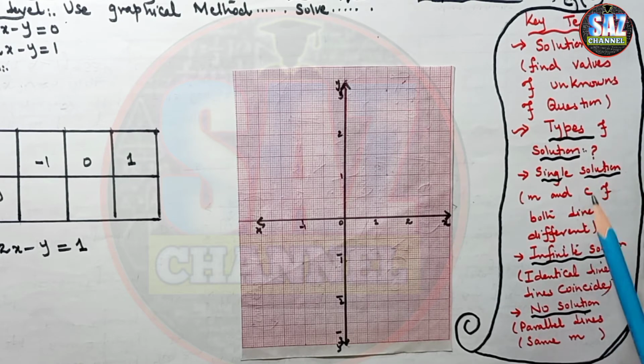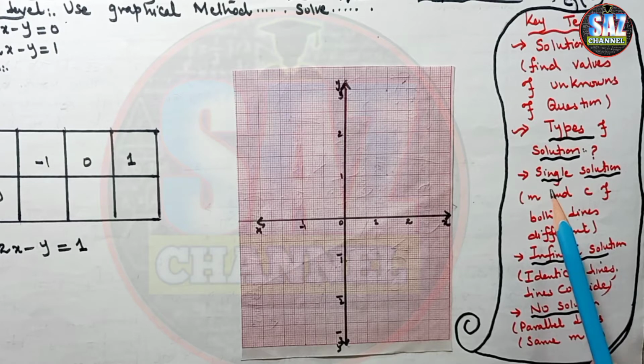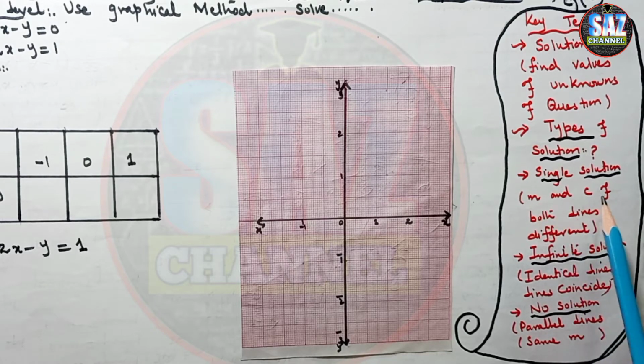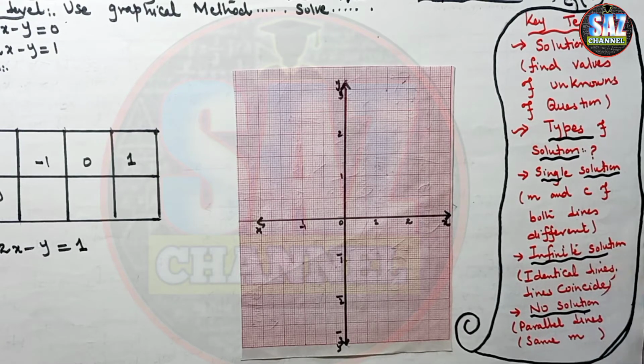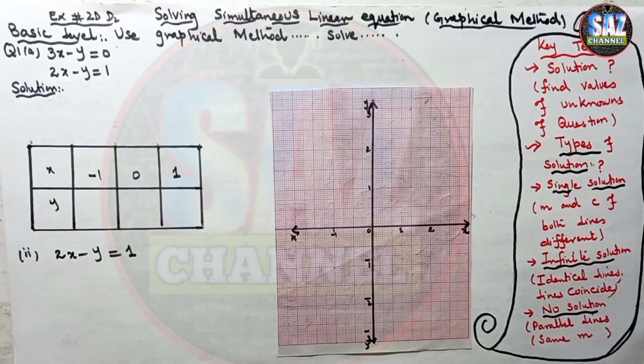For the simultaneous equations, we can have a single solution, and a single solution will be obtained when m and c of both the lines are different. Infinite solutions, when the lines are identical and the lines coincide or overlap each other, then in that case you will get infinite solutions. Or no solution, when the lines are parallel and they have the same gradient. Let's move to the basic level.